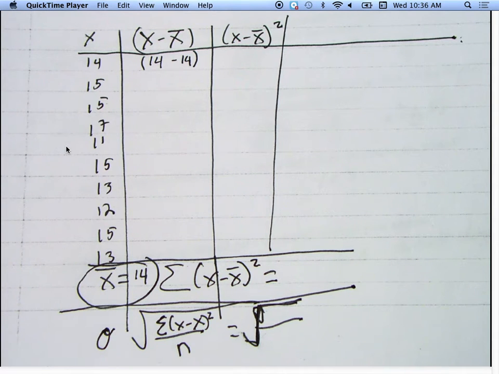I'll give you a few minutes to copy that whole little chart down. Luckily on your homework, the chart's already given for you. So you don't have to create it.